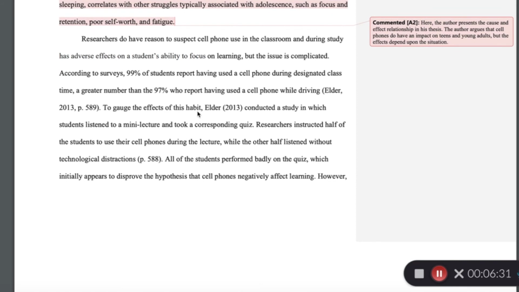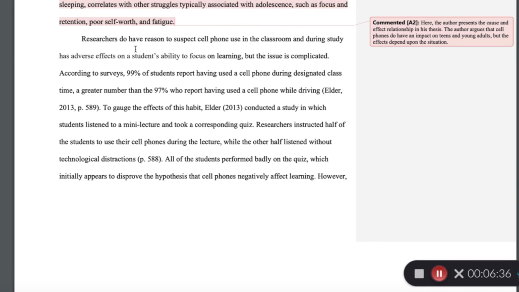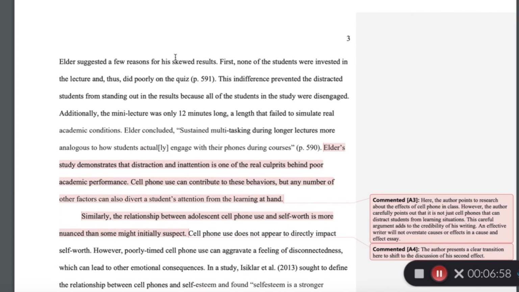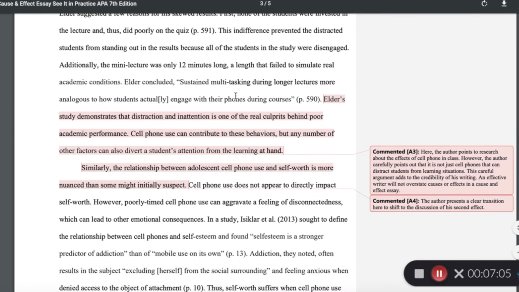Okay, so then we can go further here and look at the first body paragraph. All right, so if we read this topic sentence here, it says, researchers do not have reason to suspect cell phone use in the classroom and during study has adverse effects on students' ability to focus on learning. But the issue is complicated, okay? So they're talking here about how there's some background information about this topic that they're developing. And they give lots of sources. You can see here all the different sources that are used. And notice that they always give the page numbers when they have them available.